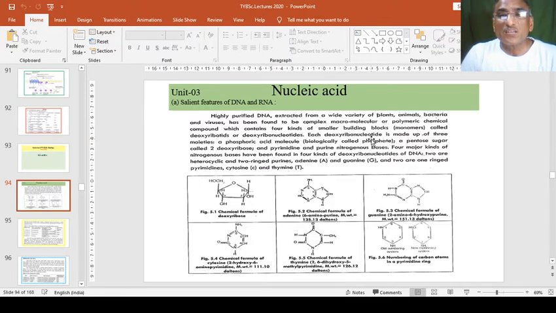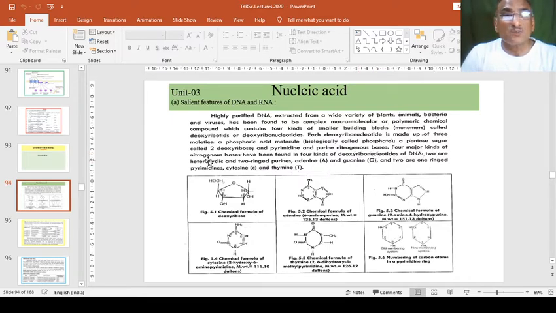Each deoxyribonucleotide is made up of 3 moieties. Which are those? One is the phosphoric acid molecule, which we biologically call phosphate. Second, a pentose sugar called 2-deoxyribose, and third, pyrimidine and purine nitrogenous bases. These are adenine, guanine, cytosine and thymine.